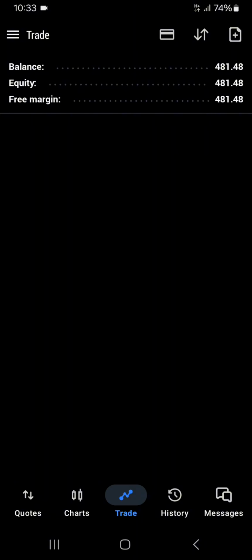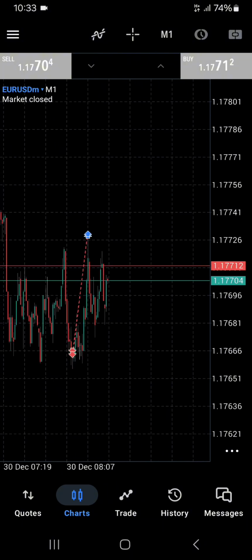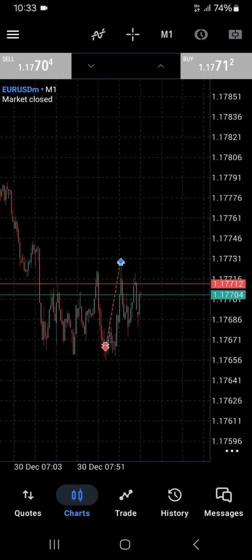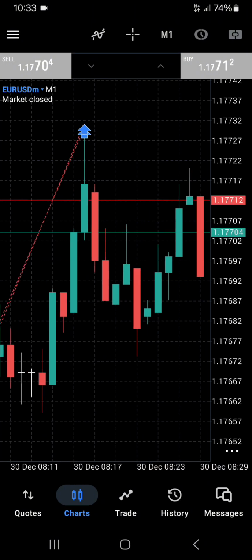Trade update, it hasn't even been an hour, and as you can see by the balance, it is not going well. It did not go well. We got taken out of our trade. It hit stop loss right there.